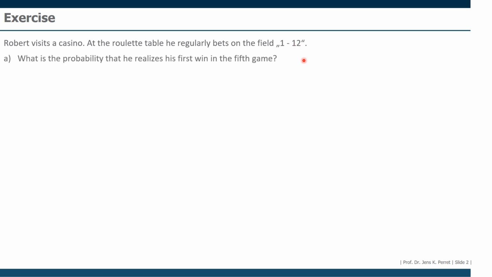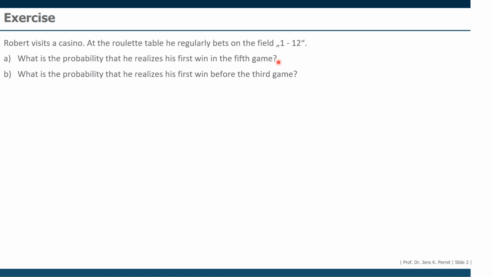First, our two tasks for this information. What is the probability that he realizes his first win in the 5th game? So in other words, he loses the first 4 games and only wins in the 5th. The second question, what is the probability that he realizes his first win before the 3rd game?